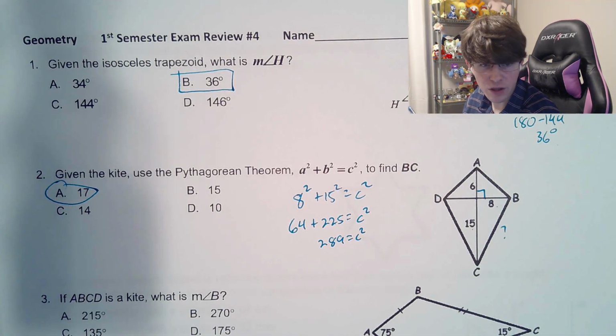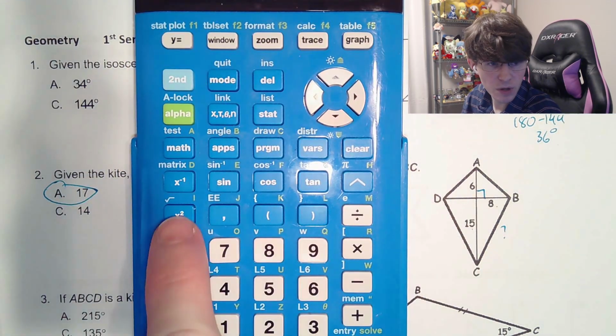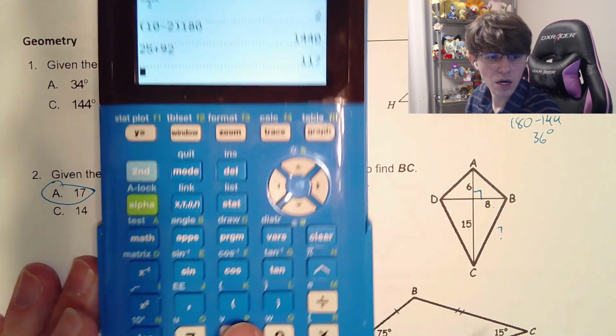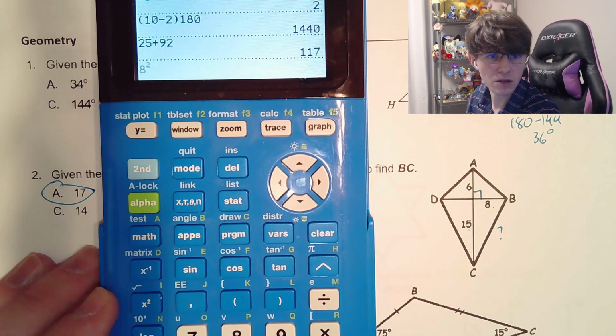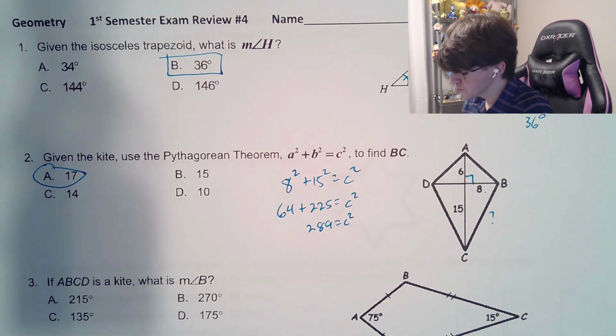Feel free to use your calculator while you're doing this. By the way, the square button is right there on the calculator. So for instance, if I just typed in something like 8 squared, it'll tell me that's 64. That's where I got those two things. Then we're adding these together.